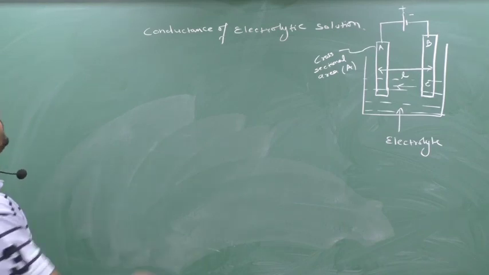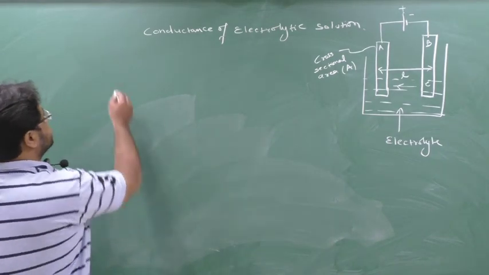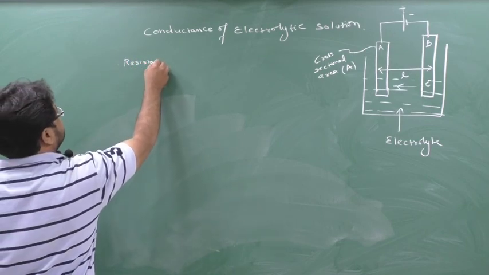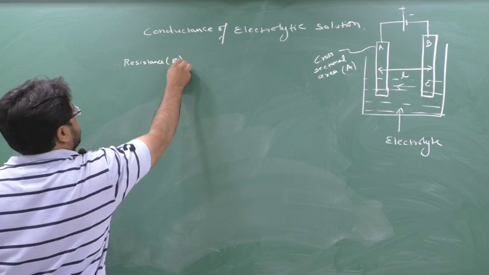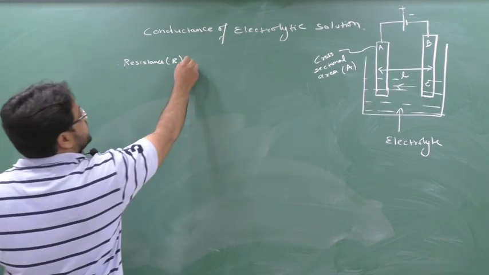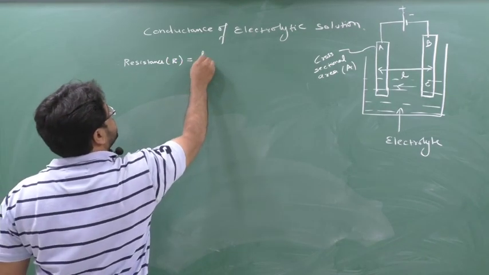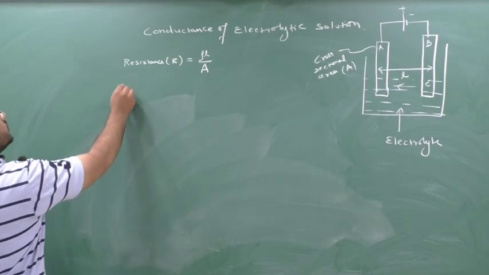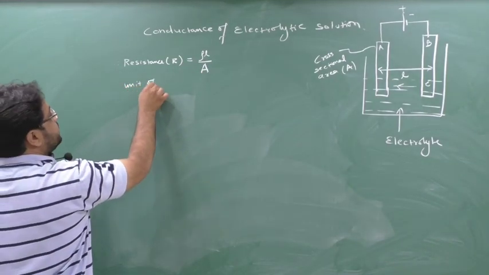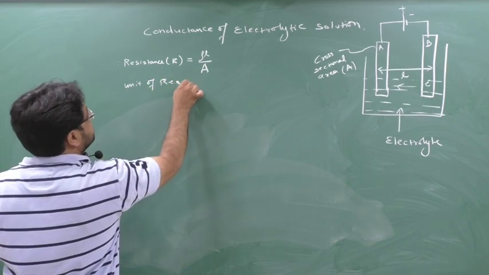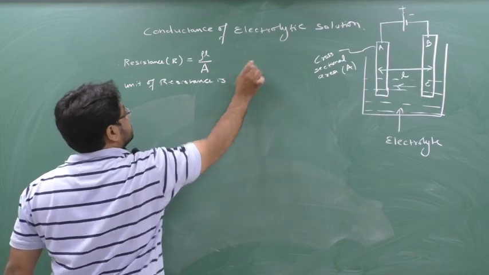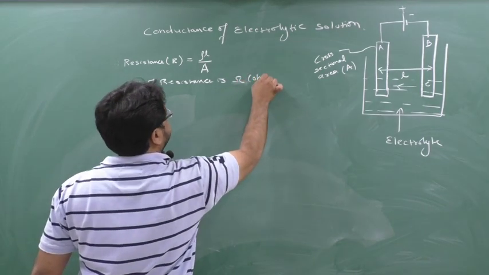Now before going to the conductance, we will understand the resistance. So we know that resistance is indicated as R, and in physics you understood that resistance is directly proportional to rho L by A. So this is resistance R, and you know the unit of resistance is ohm.